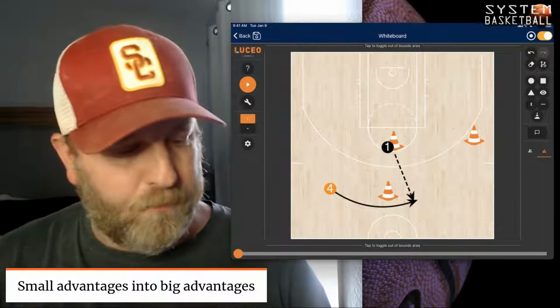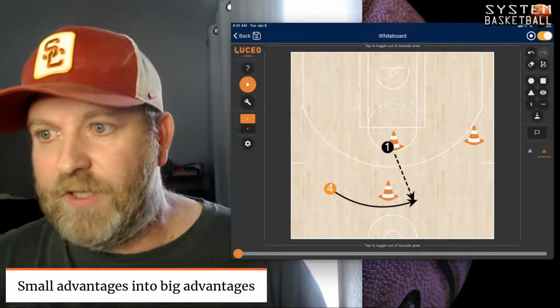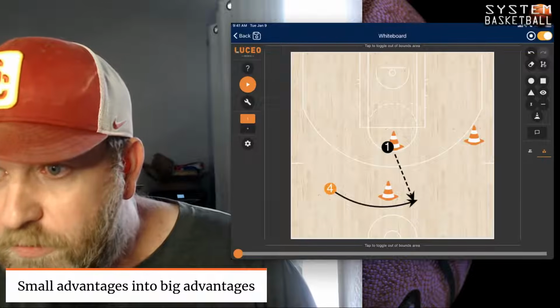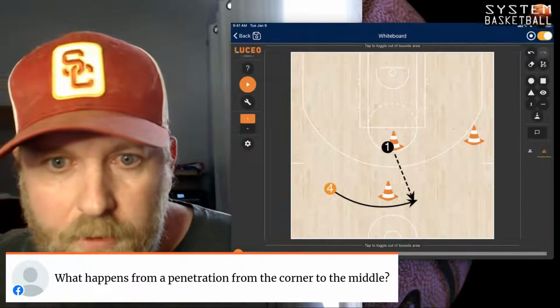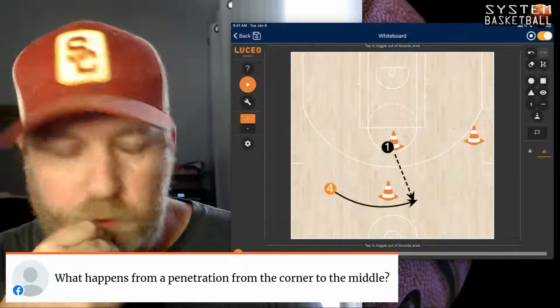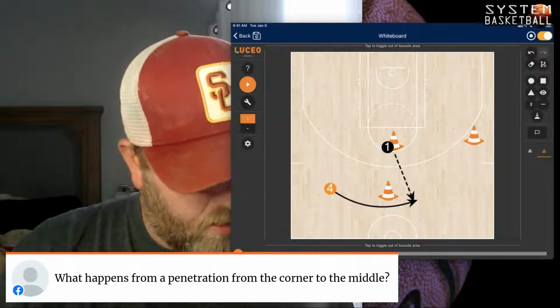I hope you guys enjoy that. If you got questions, let's see. From penetration from the corner to the, what happens? Okay. What happens from a penetration from the corner to the middle? Okay. So let's kind of look at that.